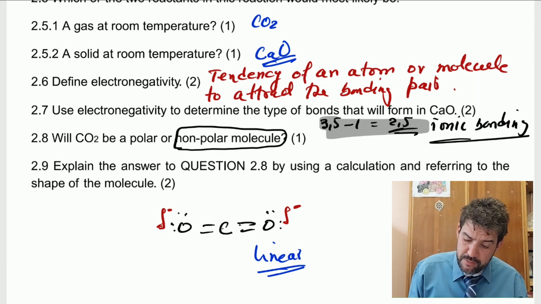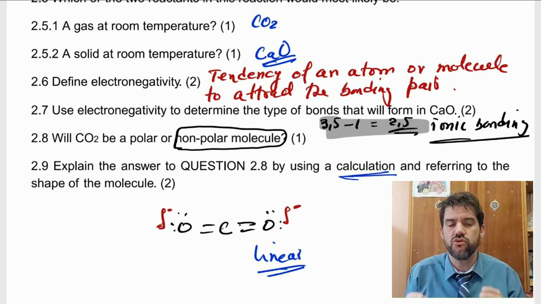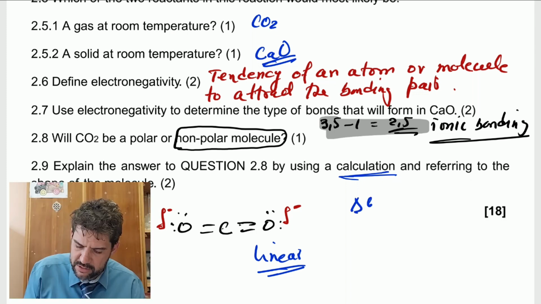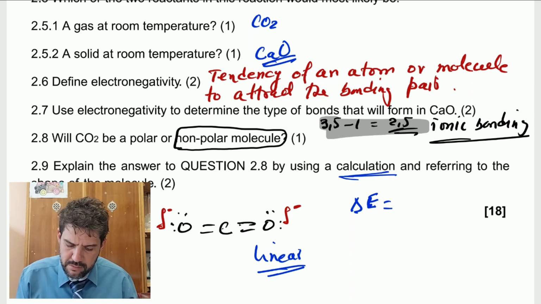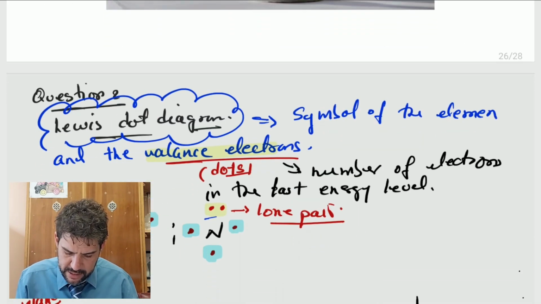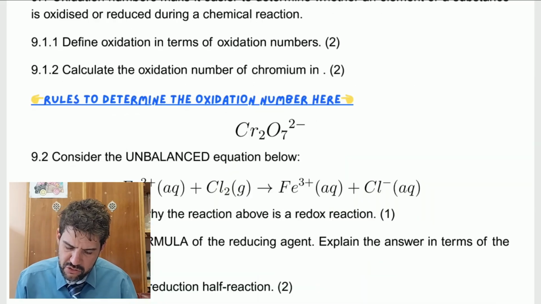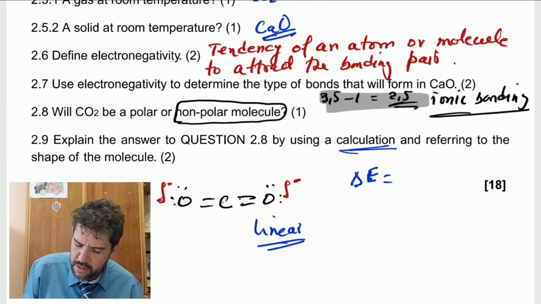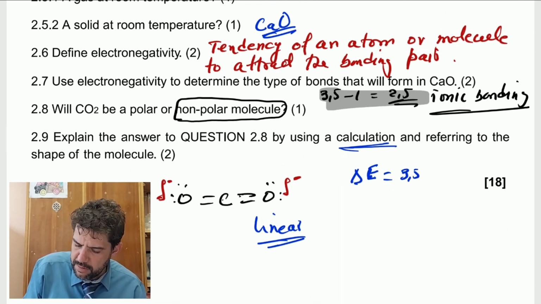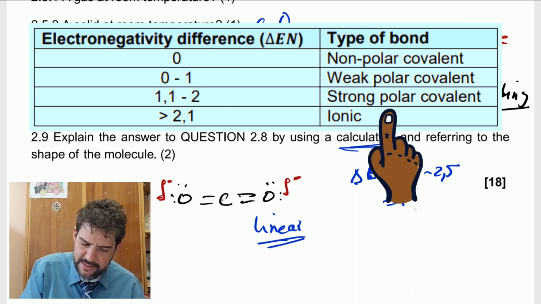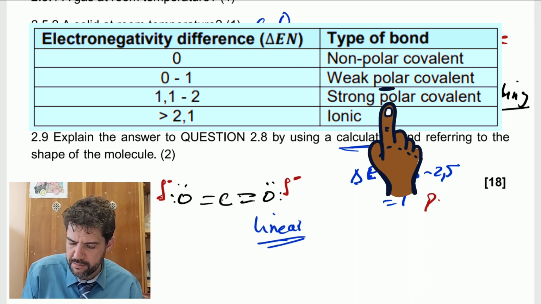They want you to calculate the difference in electronegativity, so let's do it real fast. The change in electronegativity is equal to the electronegativity of oxygen, which is 3,5, and for carbon it is 2,5. So it's 3,5 minus 2,5. This is going to be equal to 1, and that type of bond is polar.